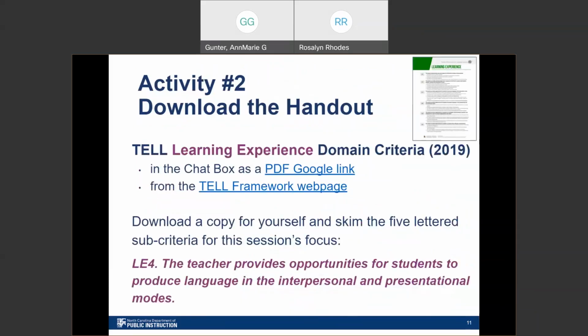All right. Well, we want you to have a lot of handouts, and the second handout, our second activity, is downloading the handout. As I said, we're focusing on the TEL learning experience domain. TEL is the teacher effectiveness for language learning.